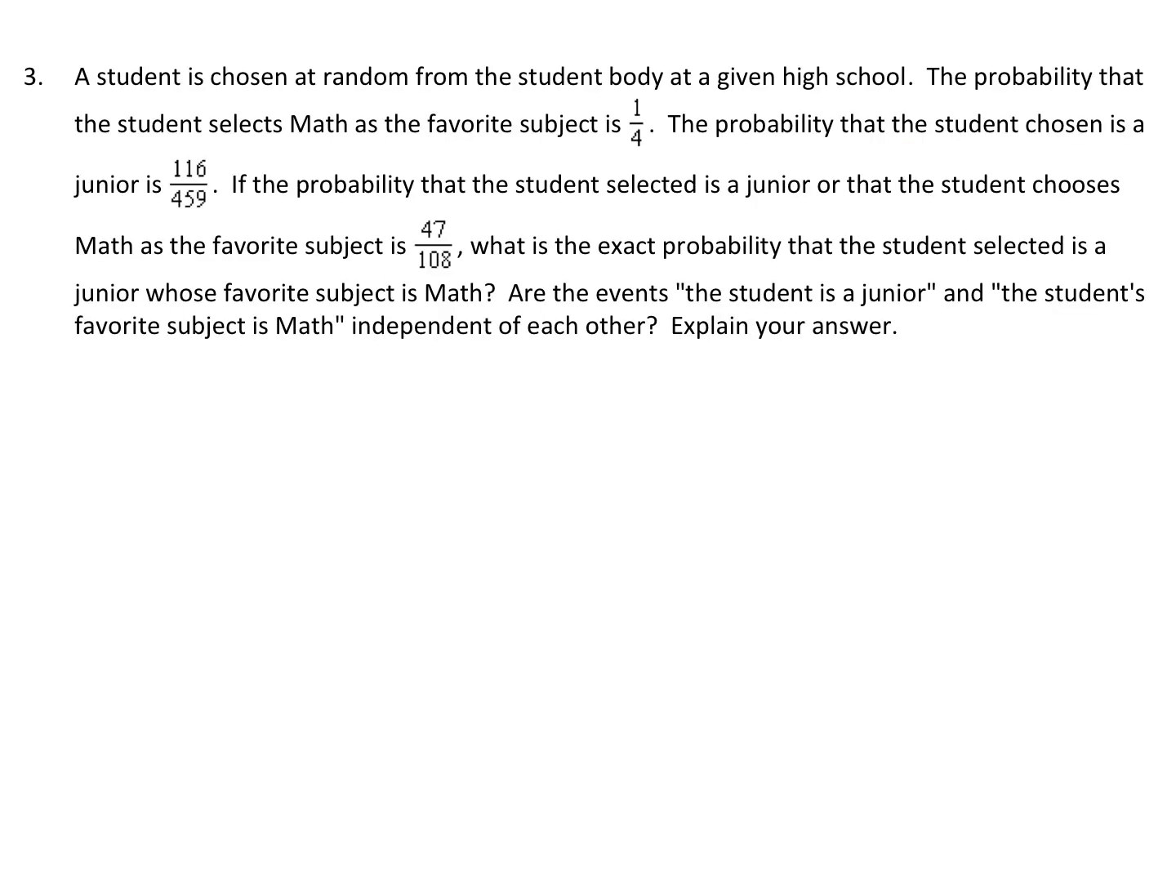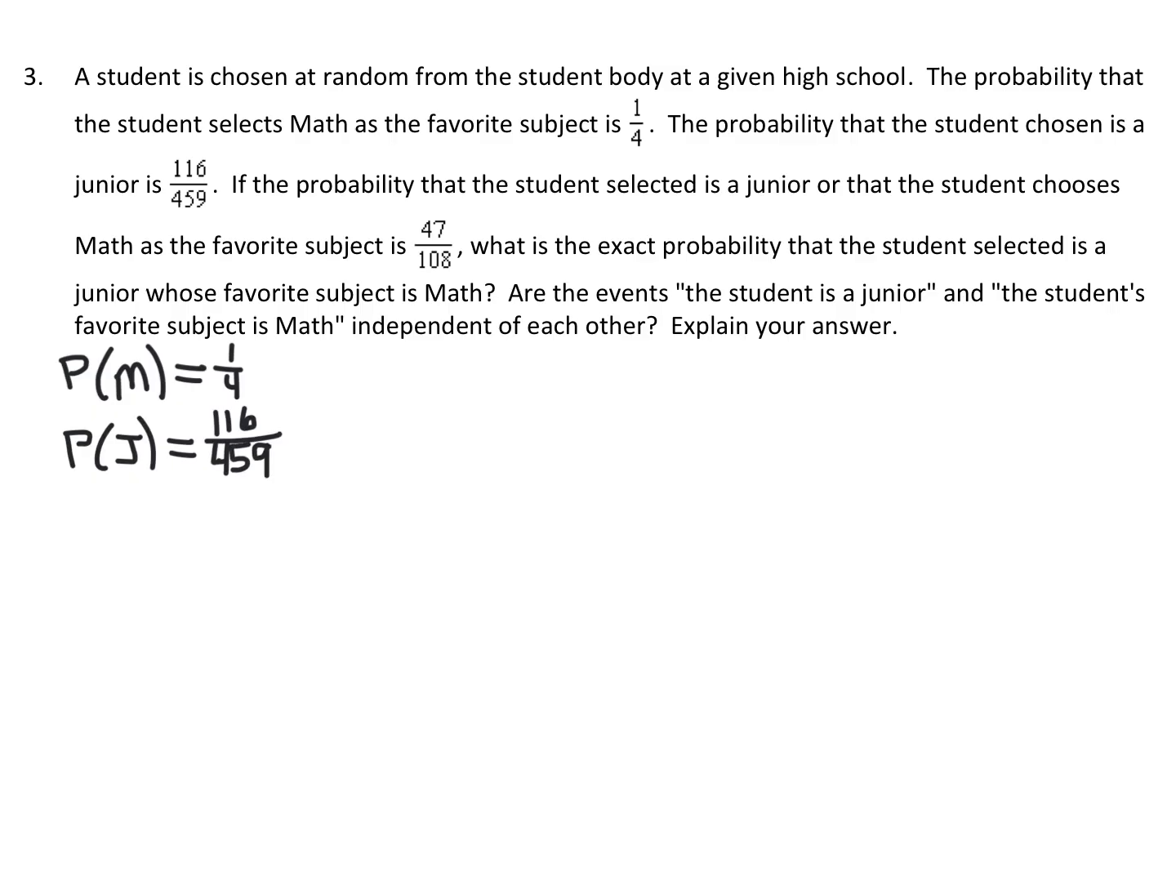Okay, number 3. A student is chosen at random from the student body of a given high school. The probability that the student selects math as the favorite subject is 1/4. So I'm just going to organize my information because I could see through this problem we have a lot going on. So the probability of math is 1/4. Okay. The probability that the student chosen is a junior is 16 over 459. So the probability of being a junior is 16 over 459.